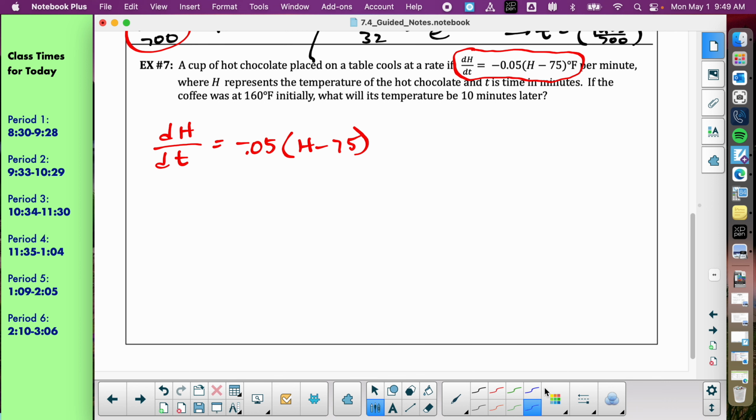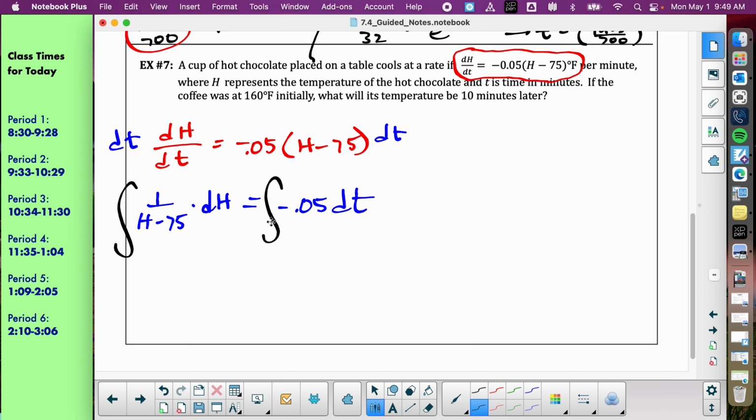Now, if I'm going to integrate, I need to move things around. So I would need to multiply by dt and divide by H minus 75. So that's called separation of variables. That would have gotten us 1 point. This was going to be natural log because it's derivative on top, the original on the bottom. So this would give us natural log absolute value H minus 75, equals negative 0.05 t plus c.